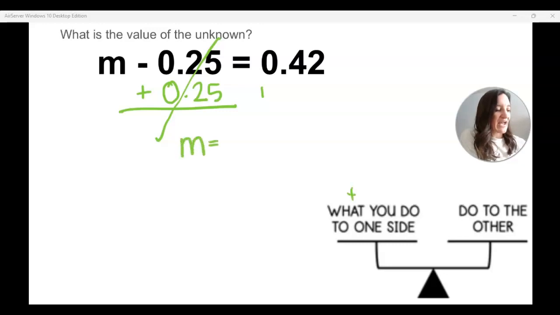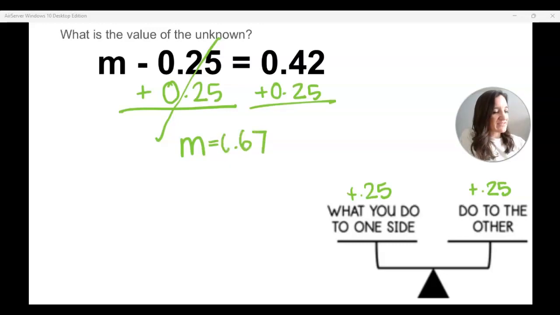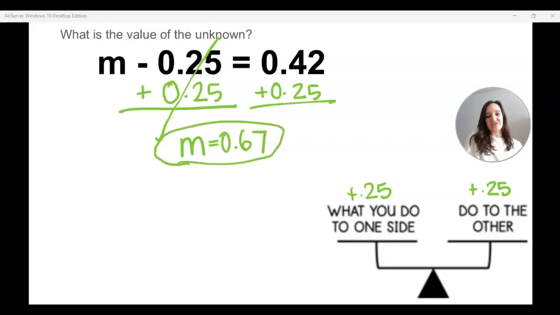And then if I'm going to add 25/100 to one side, I have to add 25/100 to the other side to keep it balanced. So I'm going to show that adding 25/100 on this side as well. And that will give me 67/100. So my answer is 67/100.